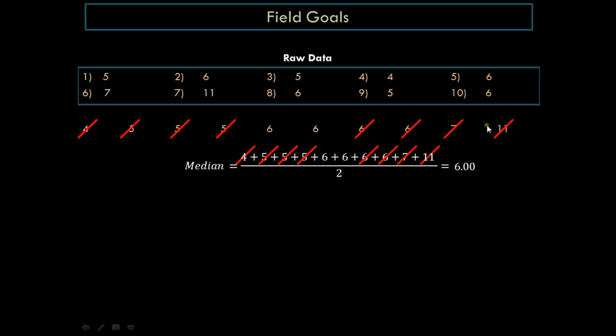But if our sample size is 9, suppose this is not included, and we only consider up to this 7. We remove this, remove this, remove this, and we'll be left with 6. So our median is also 6. Do you understand? It depends on whether our sample size is an even number or an odd number. For an odd number, we don't need to average.